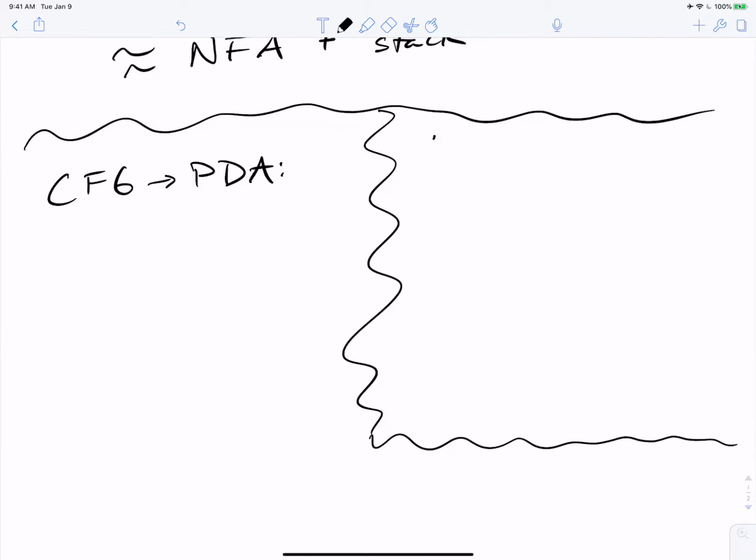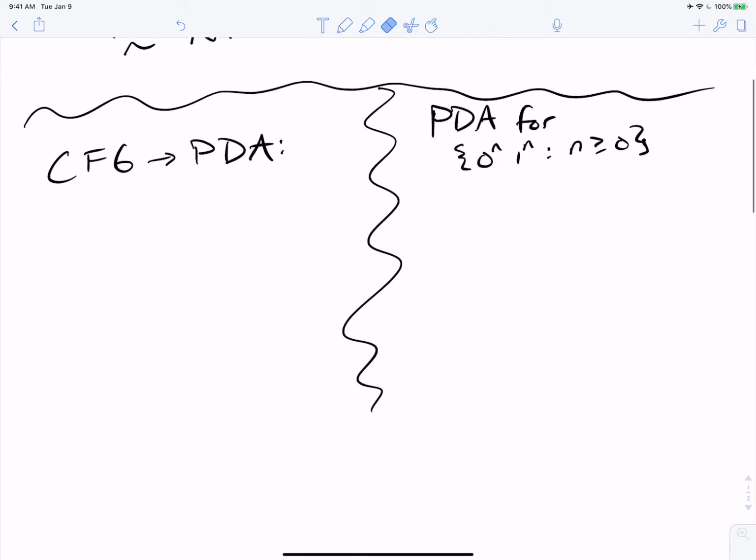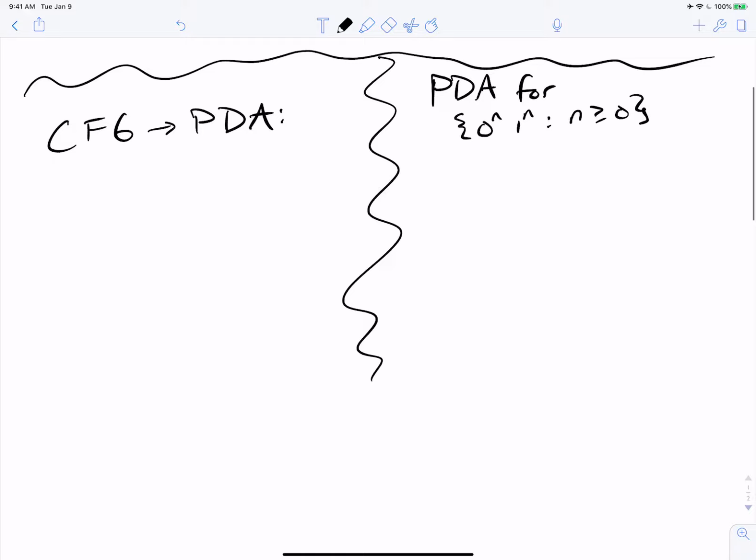So let's look at a PDA for 0 to the n, 1 to the n for all n at least 0. Make this a little bigger. So let's see. Well, if I just ignore the stack entirely, I don't touch the stack, could I ever get this language?